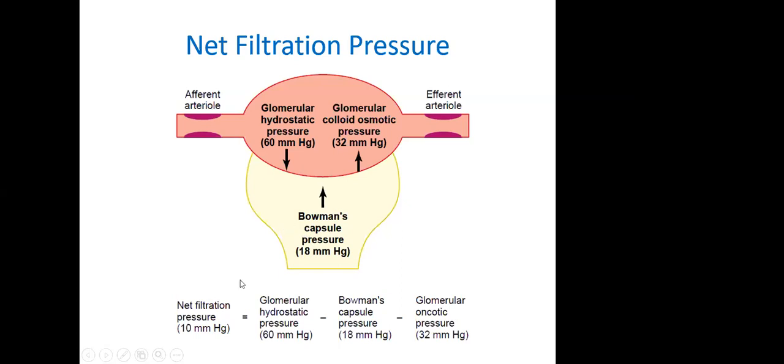So now you understand that GFR depends upon two pressures: one is hydrostatic pressure and another is oncotic pressure, at both the glomerulus level and the Bowman's level. Since the oncotic pressure of the Bowman's capsule is very, very negligible, almost equal to 0 millimeters of mercury, we are omitting it. So the net filtration pressure is calculated as glomerular hydrostatic pressure minus hydrostatic pressure of the Bowman's capsule minus the oncotic pressure, and the net pressure is almost equal to 10 millimeters of mercury.